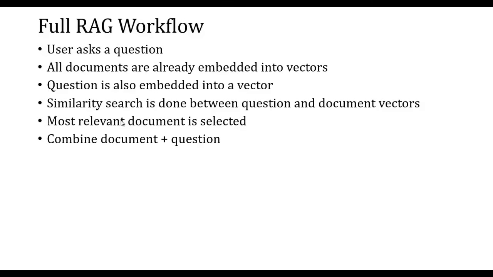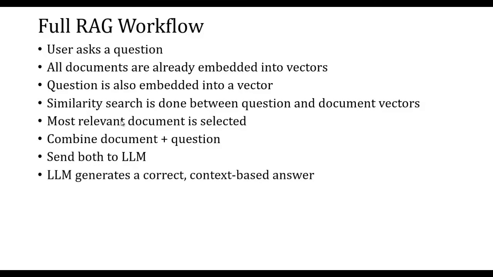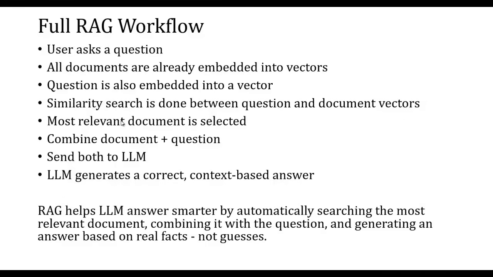After that, we combine the document with the question. After that, we send both document and question to the LLM. Now the LLM generates a correct context-based answer because we have provided the document as context. So RAG helps the LLM answer smarter by automatically searching the most relevant document, combining it with the question and generating an answer based on real facts. No guesses. This is the exact idea behind RAG, Retrieval Augmented Generation.